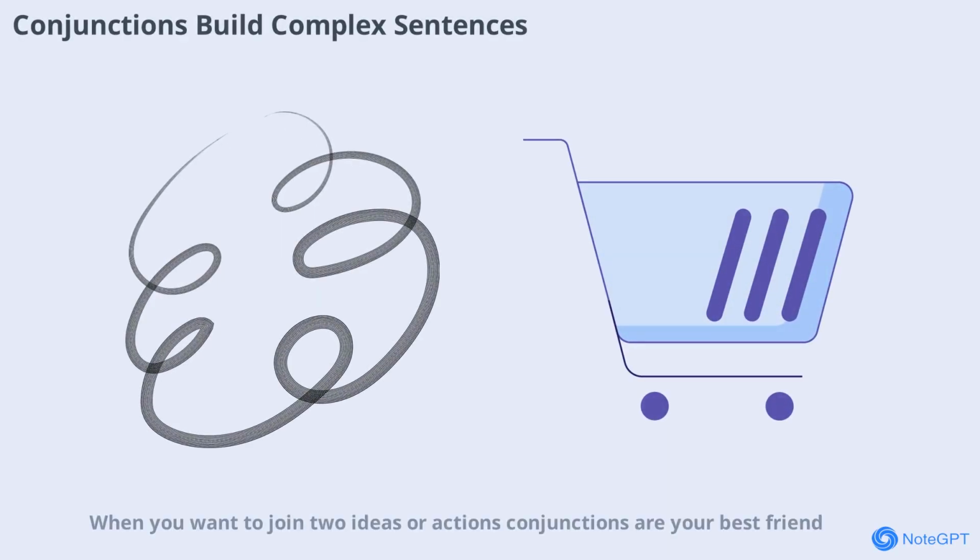When you want to join two ideas or actions, conjunctions are your best friend. For example, "I studied hard and I passed the test." The word and links the two actions, making your sentence more complete.